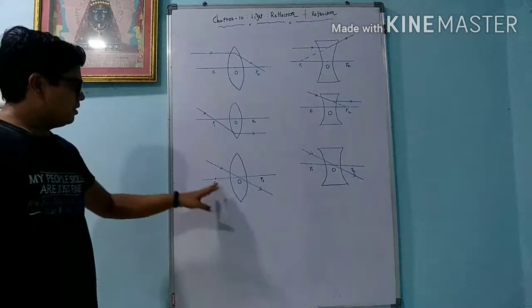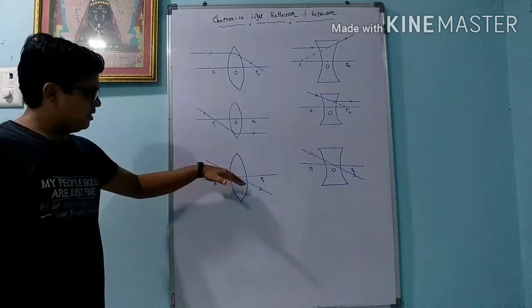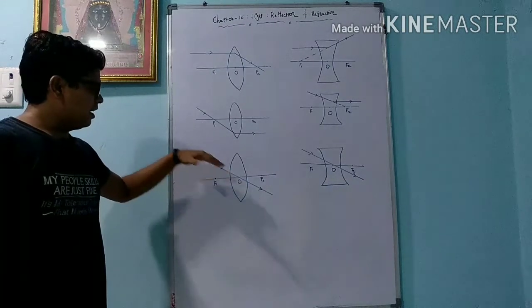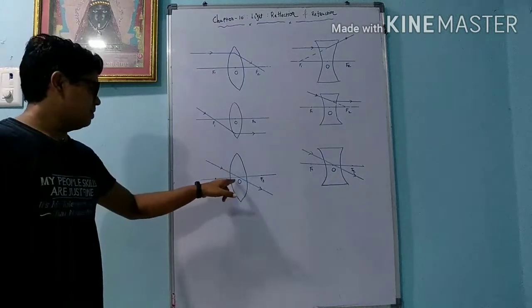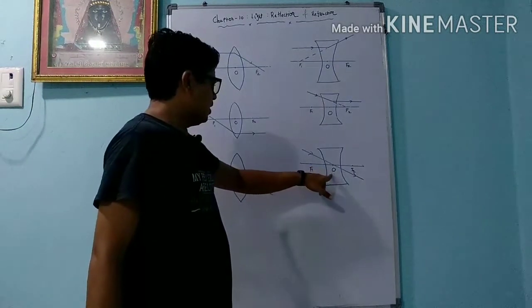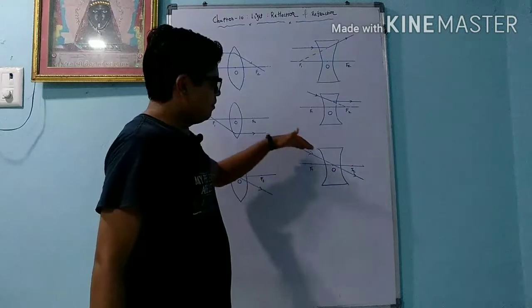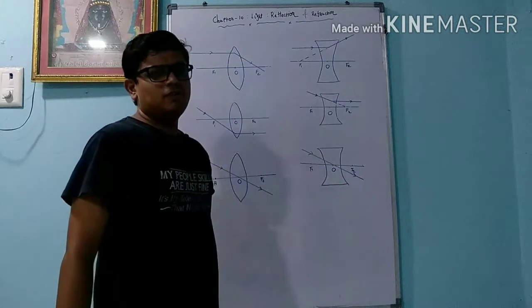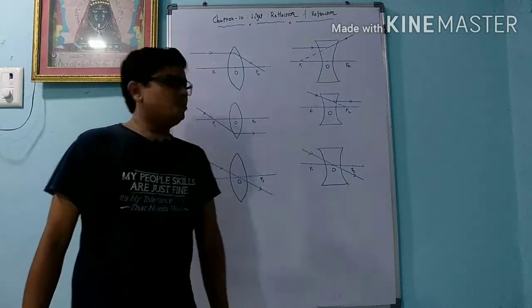Third condition: if the ray of light passes through the optical center of the convex lens, then it goes straight without deviation. Optical center means the center of the convex lens. Same way, if the ray of light passes through the optical center of the concave lens, then it will go directly through the optical center. So this is all about the lens.